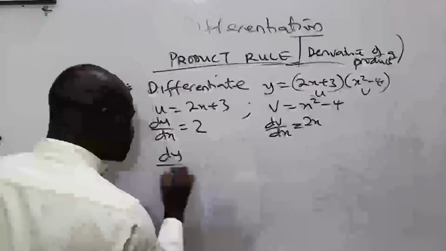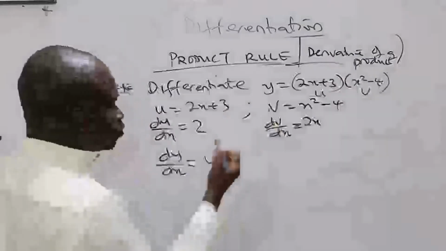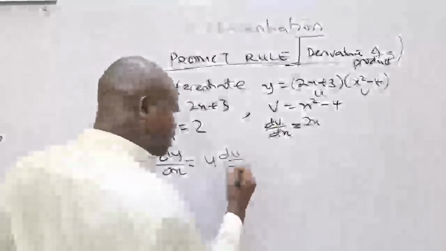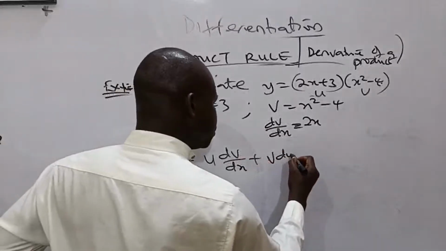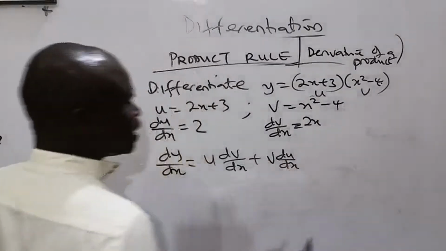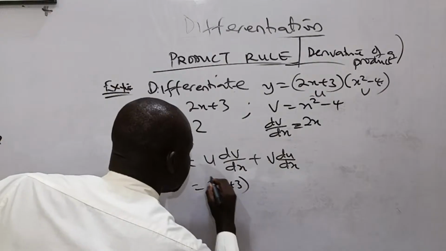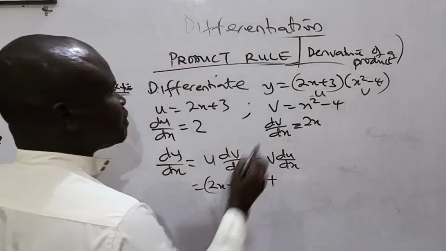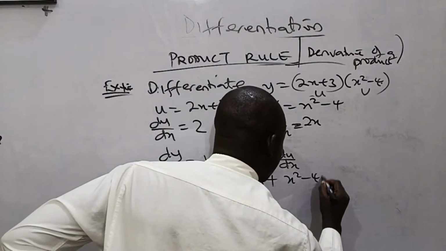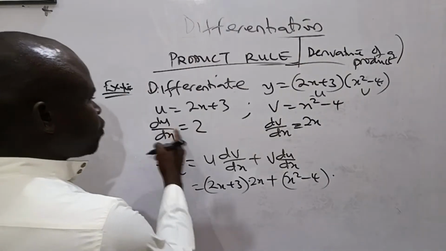Finally, what is dy/dx? Under the product rule, you don't need to memorize anything. Just pick function u, differentiate the second one, dv/dx, plus you now go back and pick v and differentiate u, du/dx. That is the idea. Then what is u? Just write u, 2x plus 3, multiplied by what is dv/dx, 2x, plus what is v? x squared minus 4, multiplied by du/dx. du/dx is what? 2.